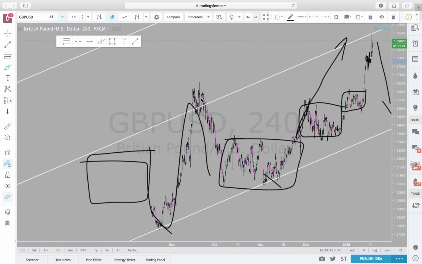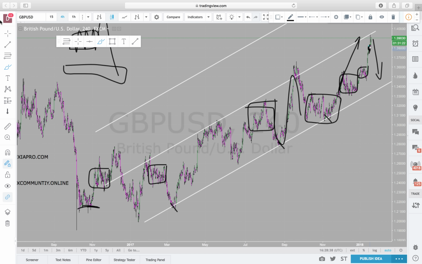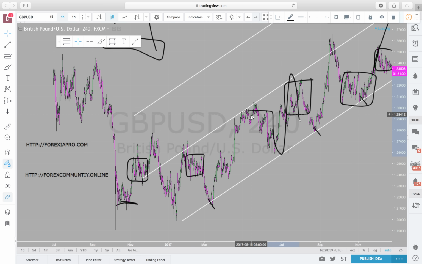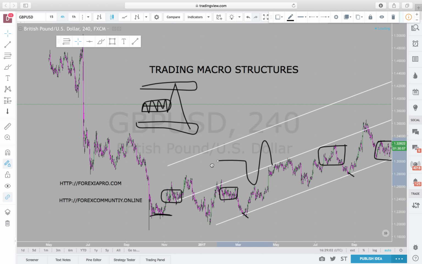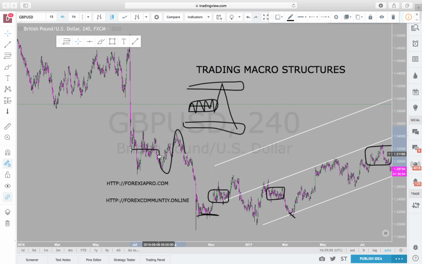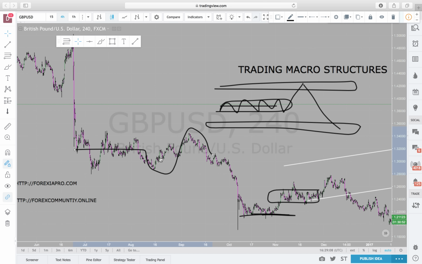Now, if we go look into the macro, this is how we can understand the macro structure. So, if we realize that there's basically one structure that is forming the entire market, we can find this over and over and over. If this structure can be found like this, then all that we really need is a way to enter on a smaller time frame.